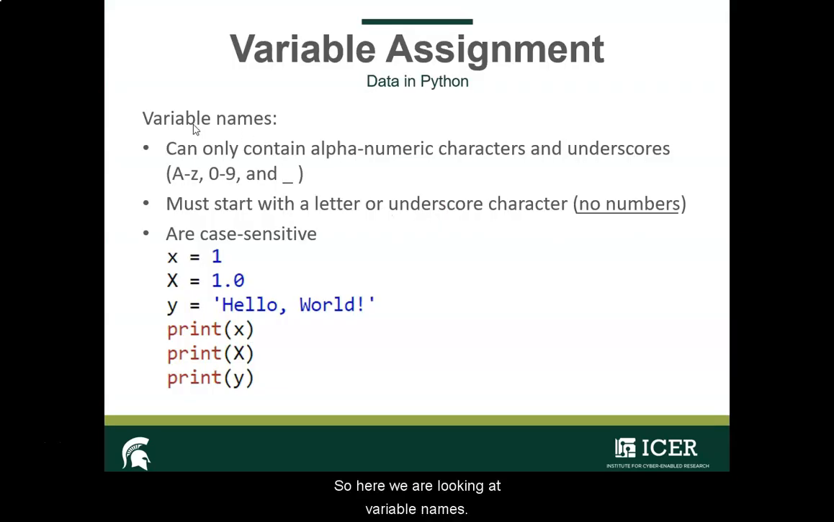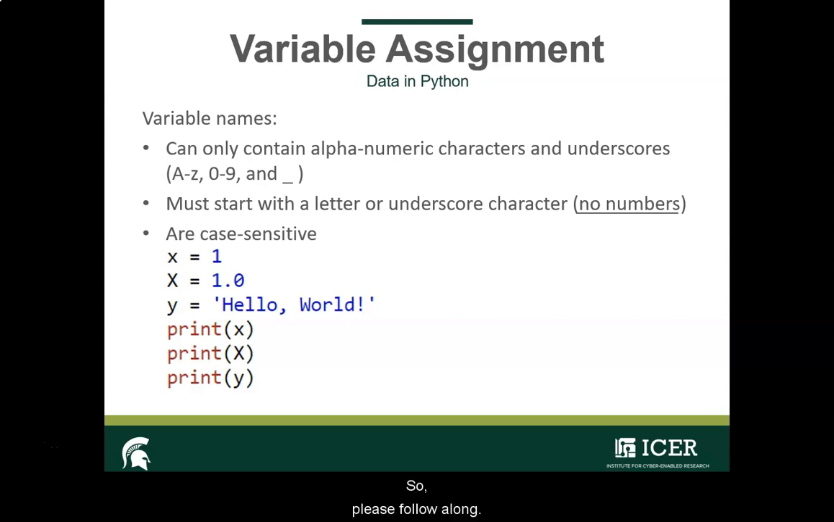So here we're looking at variable names. Variable names can be alphanumeric characters with underscores. They must start with a letter or an underscore, no numbers. Variable names are case sensitive. So as I work through examples, I encourage you to type them into your text editor and run them in Python and see what the outputs are.